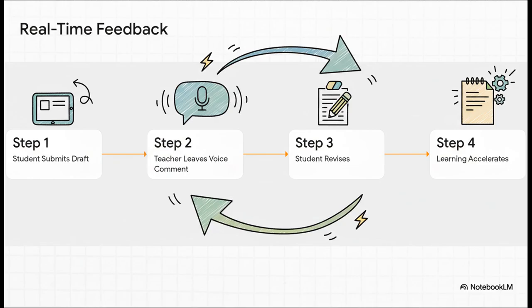Practice 9 is all about speeding things up with real-time feedback loops. Technology can radically shrink this cycle. Think about it. Instead of a student waiting days to get a paper back with red ink, a teacher can leave a quick, 2-minute voice comment on a digital draft. The student hears it, makes the changes right away, and that whole learning process just accelerates.